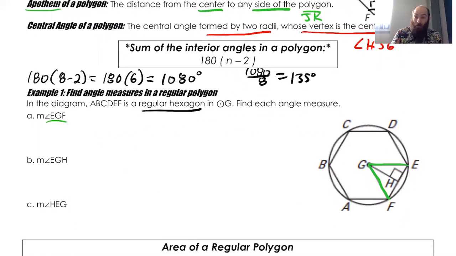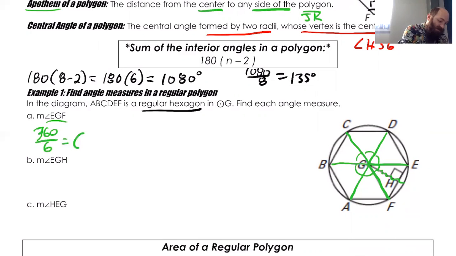Okay, the central angle, if you notice, if I were to continue this on and draw in all my radii, it would look like this. Look at how many triangles I create. So ignore GH for a second. I have 1, 2, 3, 4, 5, 6 triangles and 6 central angles. Well, these have to all be the same. So therefore, the measure of angle EGF is going to be 360, because that makes a complete circle. So I do 360 divided by my number of sides, 6, so I get 60 degrees. That's the measure of EGF there.